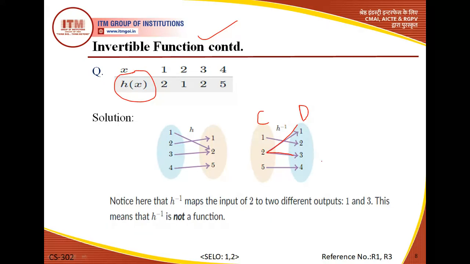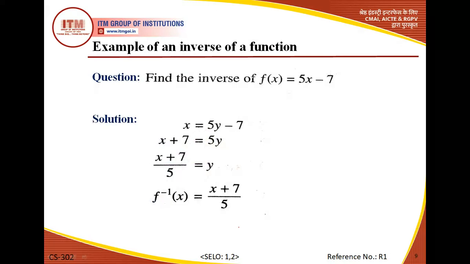If h inverse is not a function, which means h was not an invertible function, hence we cannot find the inverse of that particular function. So h was a function whose inverse cannot be found. We were doing it deliberately, but we cannot find the inverse. Okay, let's read this. Notice that h inverse maps the input of 2 to two different outputs, which are 1 and 3. This means h inverse is not a function. If h inverse is not a function, which means h was not an invertible function, not a function that we can find the inverse of. I hope that's pretty much clear.